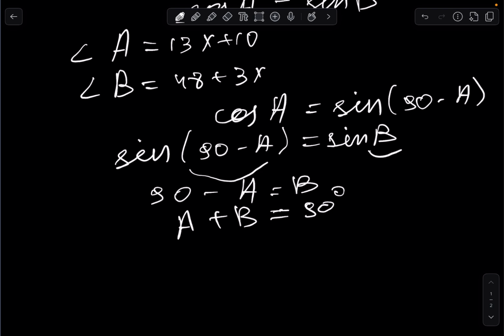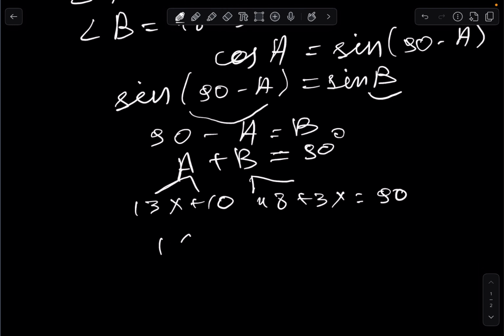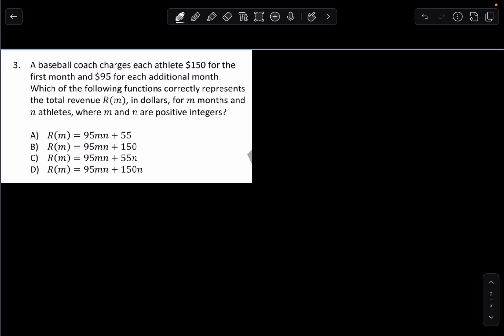So we were given measures, now we can plug them in. So A is 13x plus 10, and B is 48 plus 3x, and that is equal to 90. So 16x plus 58 is equal to 90. So now we have 16x is equal to 32, and x is equal to 2 degrees, and that is our answer. Here's our third question, and again you can pause the video and try it for yourself.